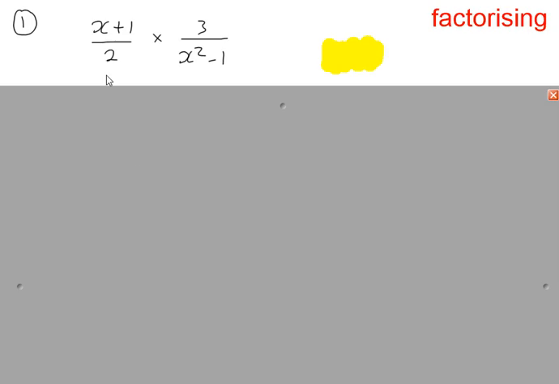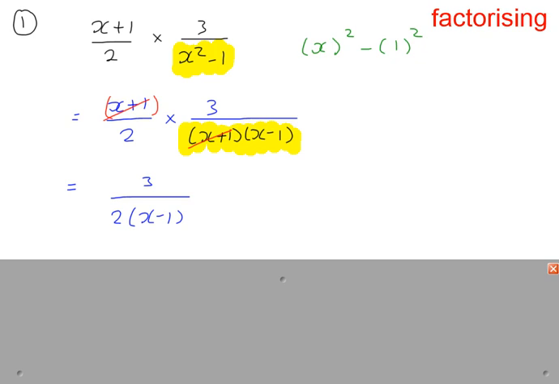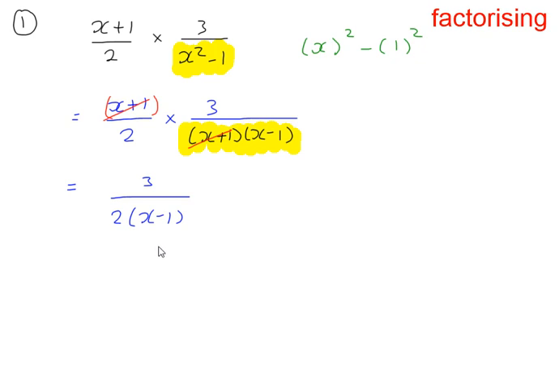Example 1. To simplify, we can recognize the x squared minus 1 as the difference of two squares, because we've got x squared minus 1 squared. So factorized using the difference of two squares, and then the x plus 1 here and here cancel because we're multiplying. Fully simplified.